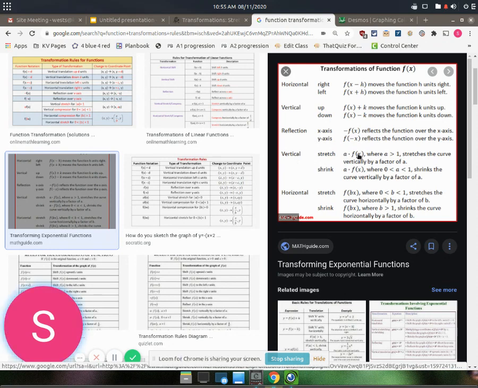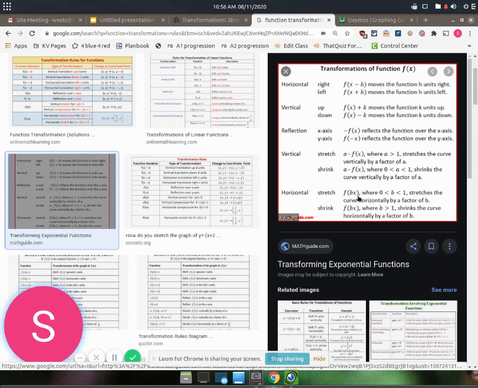So as usual, if you're looking at what happens on the outside, if a is bigger than 1, so like 2 or 3, if you multiply f of x by 2 or 3, it's going to stretch vertically. It's going to make it grow. And if you multiply it by a fraction, so like 1/2 or 1/3, if a is between 0 and 1, it's going to compress the function. It's going to make it smaller.